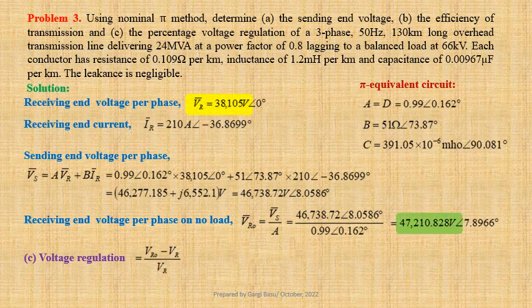Now we shall compute voltage regulation, that is equal to VRO minus VR divided by VR. Using values we get 47,210.828 minus 38,105 divided by 38,105. That gives us 0.239 per unit or 23.9%.